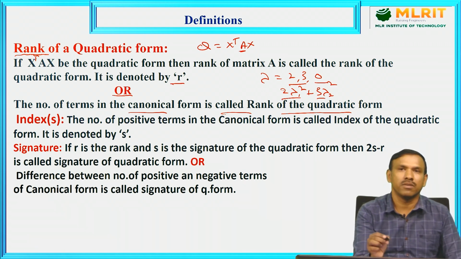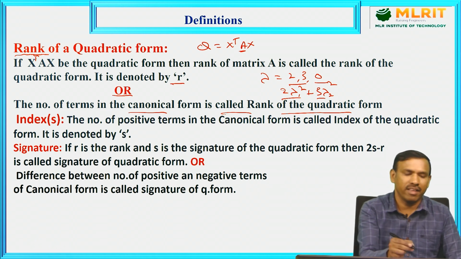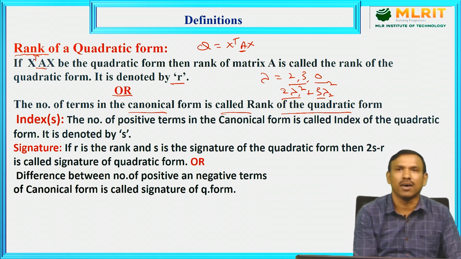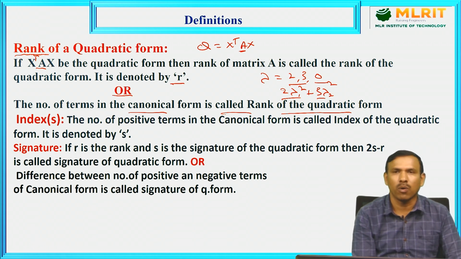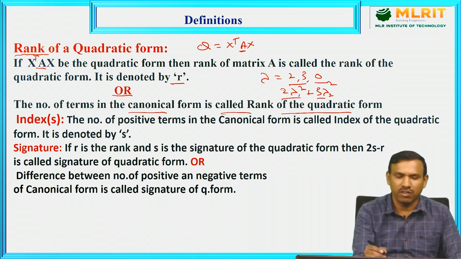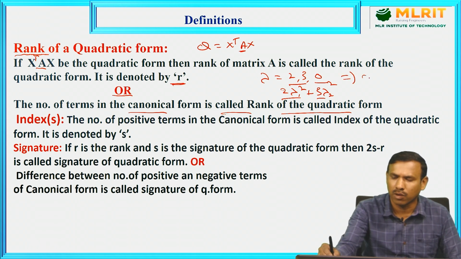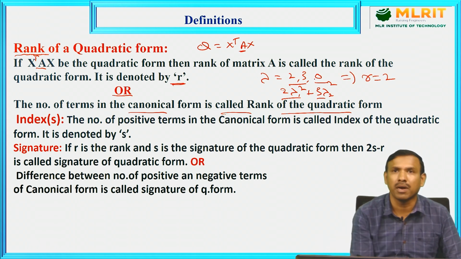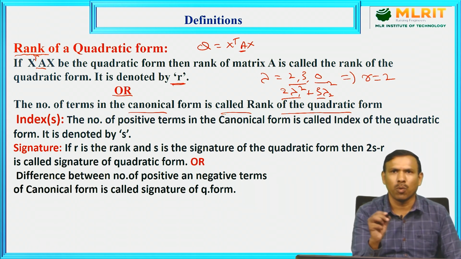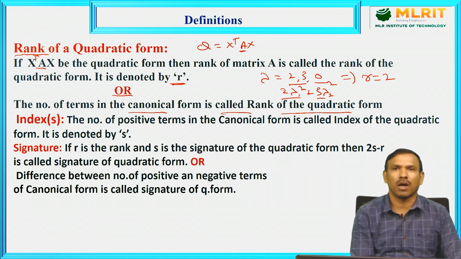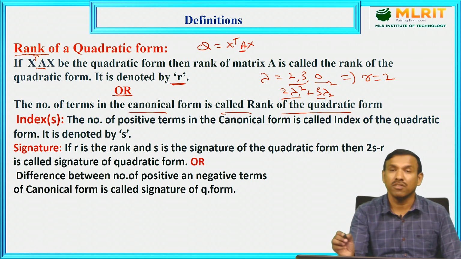So in 2 ways we can define it: for the quadratic form x transpose Ax, the rank of A is called the rank of the quadratic form. Otherwise, when you convert into canonical form, the number of terms in the canonical form is also called the rank of the quadratic form. It is denoted by R. Here 2, 3, 0, then rank is only 2, because the 0 term will not be considered. One eigenvalue may be 0, but the rank is 2. Definitely the rank of the canonical form or quadratic form is 2.